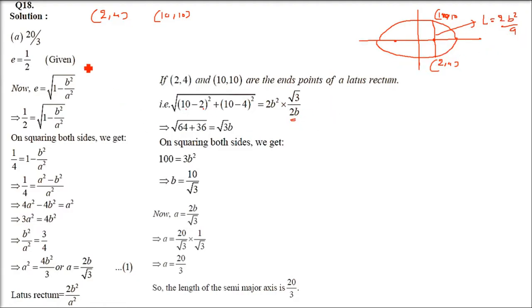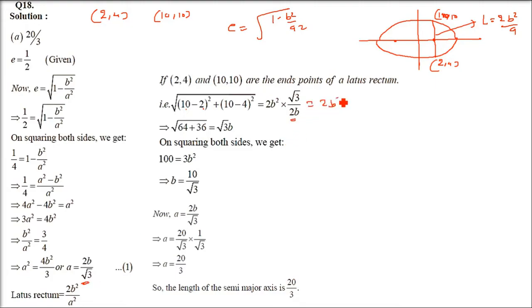Now we are going to change a in terms of b. So how do we get it? Because the eccentricity is given in the question, which is half. When eccentricity is half, you know eccentricity is under root 1 minus b square by a square. So you are going to put it here, half equals under root 1 minus b square by a square, and we just need to rearrange it so that we get a relationship between a and b. For example, multiply both sides by a square, take a square terms together, b square terms together, and finally put a in terms of b. So now a is equal to 2b by root 3.